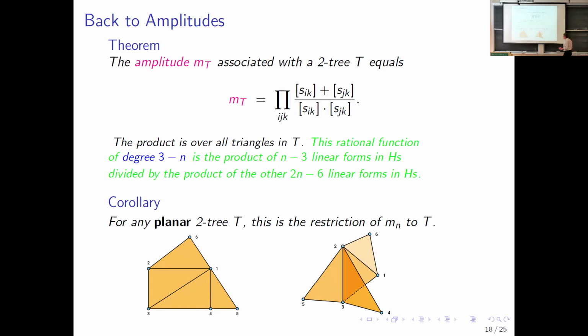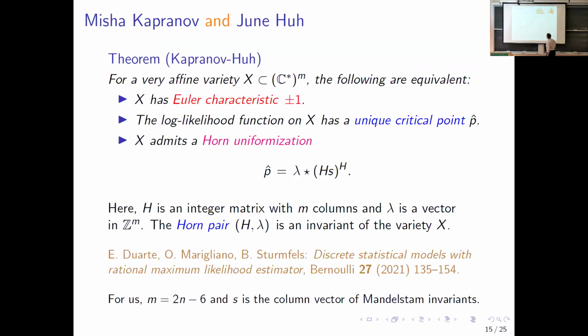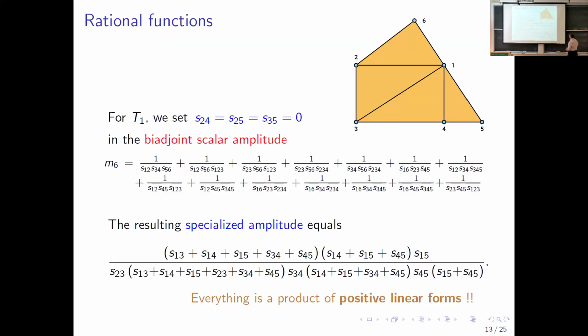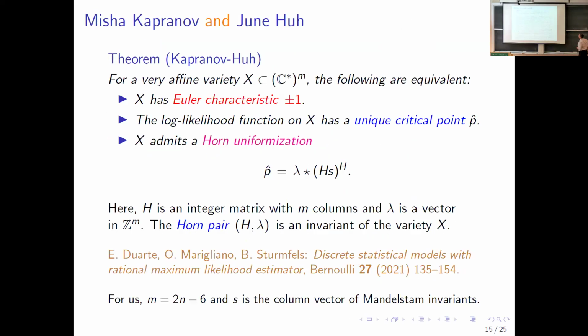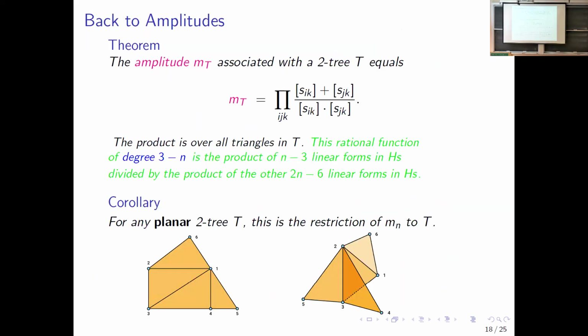Now, if the two tree happens to be planar, then this is precisely the restriction of the earlier biadjoint scalar amplitude to that tree. So what I'm saying here in the corollary is that this specialization works whenever the two tree is planar, but now we have a more general notion of amplitude when the two tree is not planar. Okay? So now I'm going to slowly go over the definition.